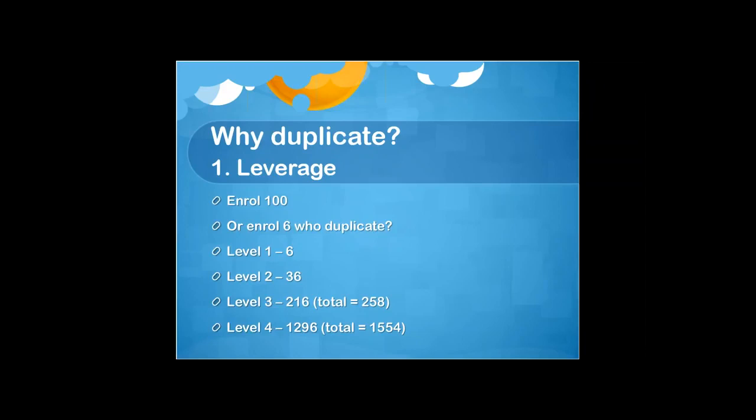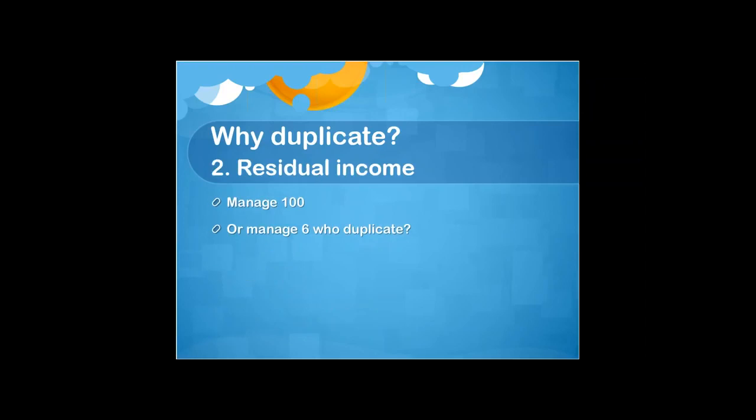So this is the first reason that duplication is so important: the power of leverage. The next reason that you want to duplicate is because if your goal is residual income, then you don't want another job. So would you like to manage 100 people? That is a job. That is owning a business where you have to continue to work and work and work. Or would you like to manage just 6 people where you've taught them everything you know and then they manage 6, who manage 6, who manage 6?